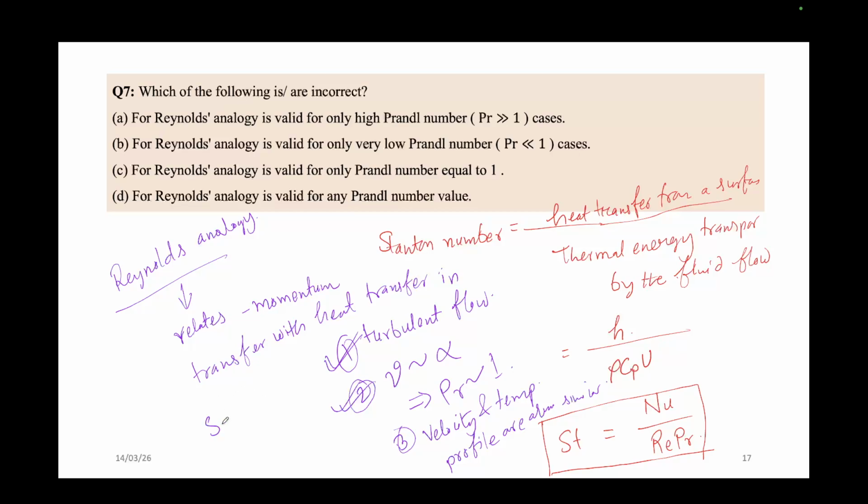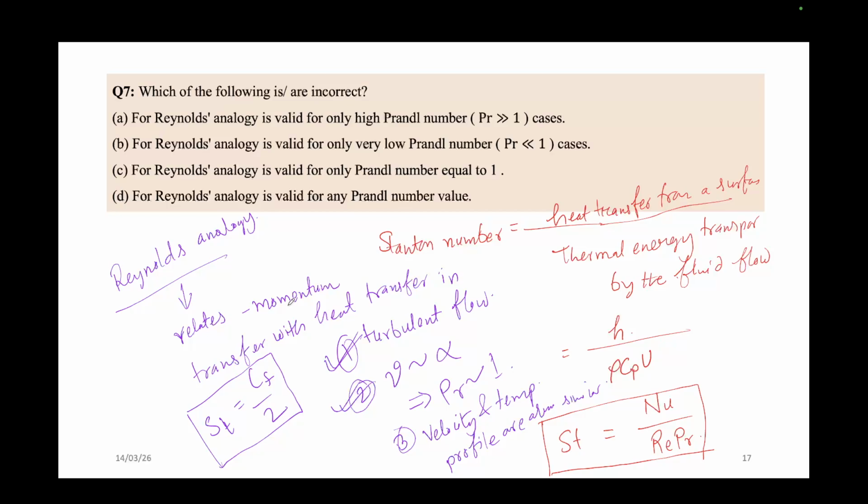And from this Reynolds transport, after derivation, you will get the skin coefficient divided by 2. The Stanton number is equal to the skin coefficient divided by 2. That is not required here. Still, I have shown it here.